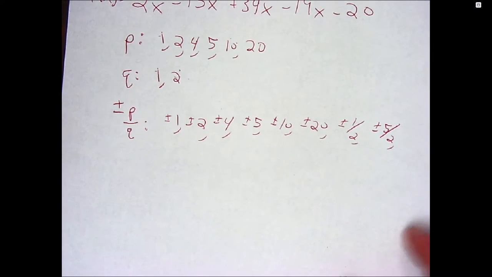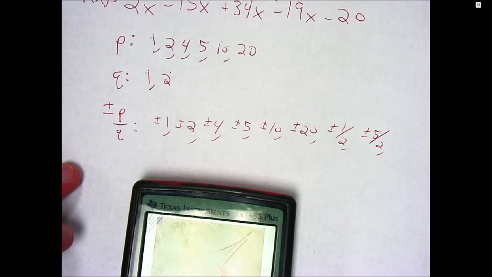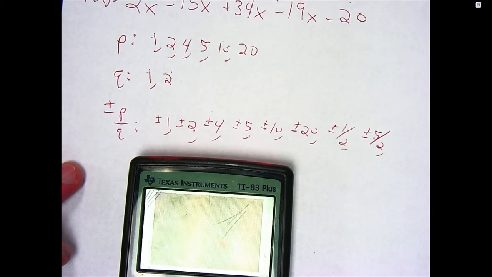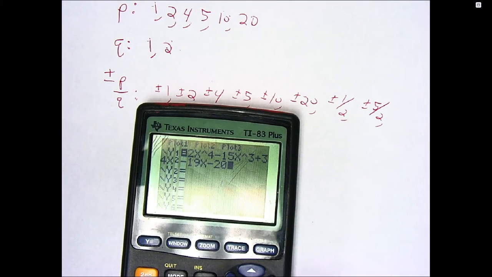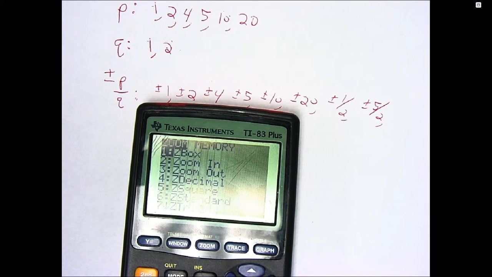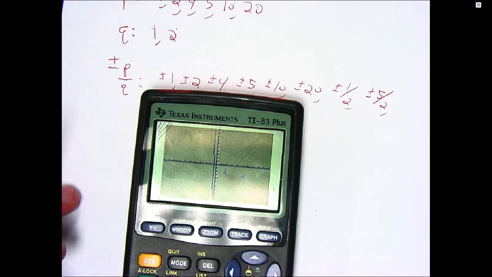So this is going to help me out when I look at my graphing calculator, which I'm going to do next. I'm going to go to y equals and enter in that function, so 2x to the 4th minus 15x to the 3rd plus 34x squared minus 19x minus 20. Typically I would just start with Zoom Standard. We might have to adjust that based on what we're seeing. And we're looking for x-intercepts.